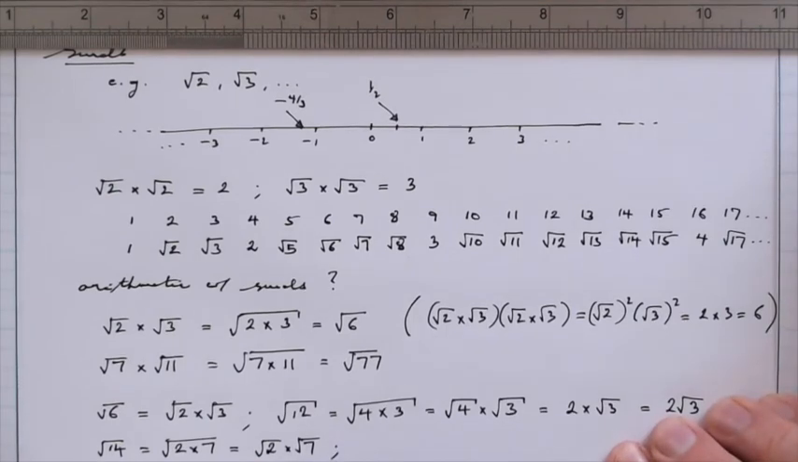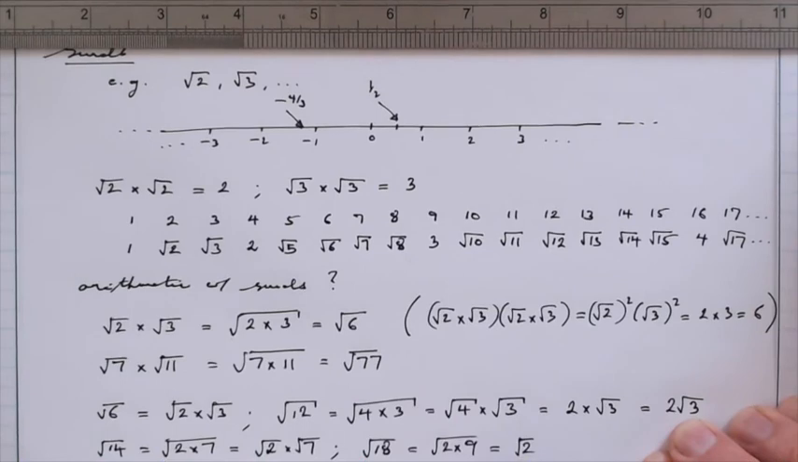On the other hand, if I have a number like, let me just make one up here, 18, I can write the square root of 18 as the square root of 2 times 9, and then you see I have one of the factors as a square number. So I would write that as 3 root 2.